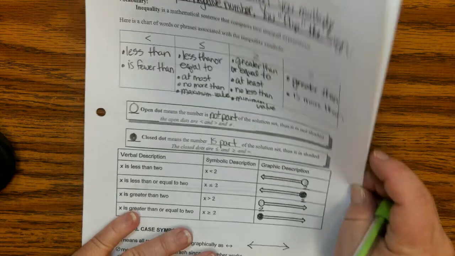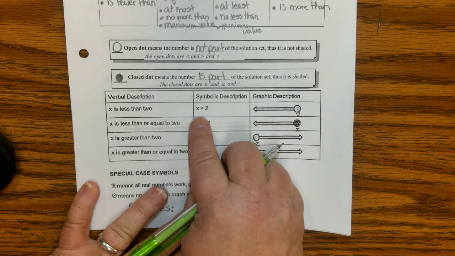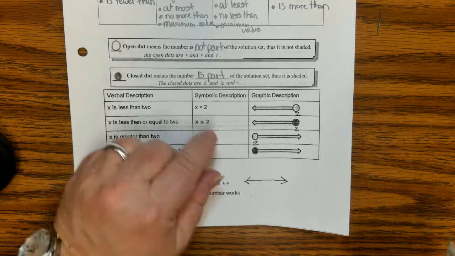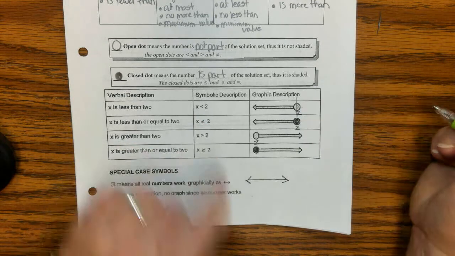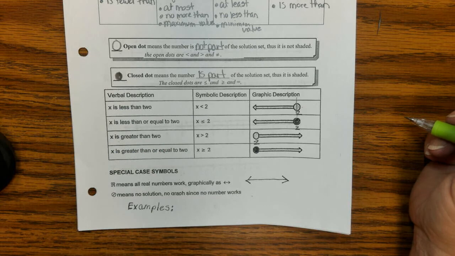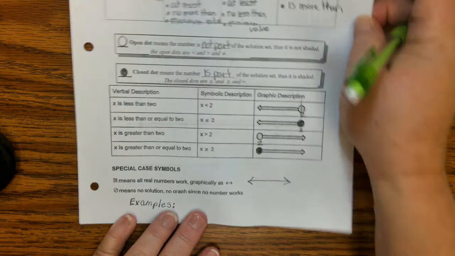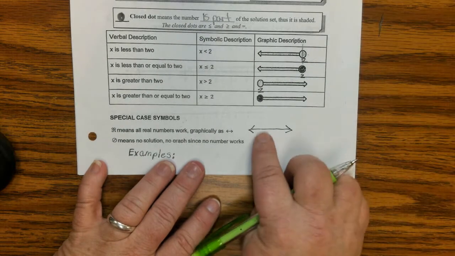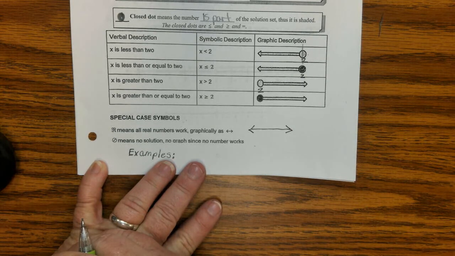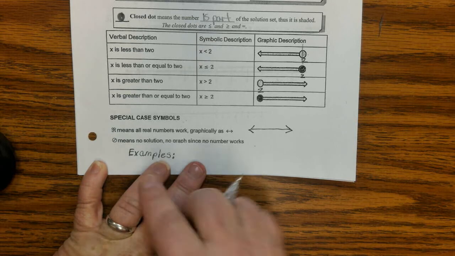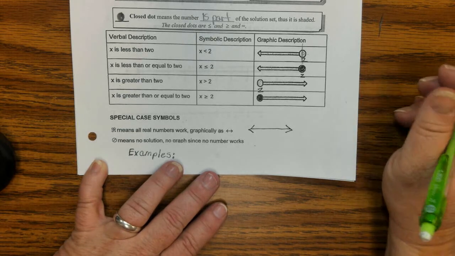And these are examples down here. If you have something on a number line and it says x is less than 2, here's the symbolic description, x is less than 2. Here's the graphing. In other words, this would be the number line where x is 2. And we're going to practice that. Graphically, if you have this and it goes all the way across and doesn't stop, it means that it's the set of all real numbers. And of course, a 0 with a line through it means no solution, no graph, since no number works.